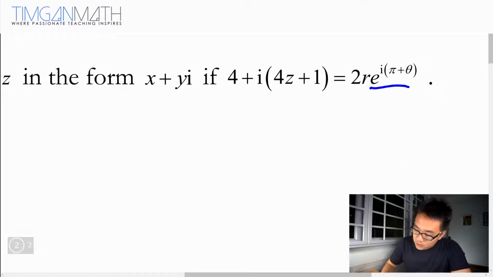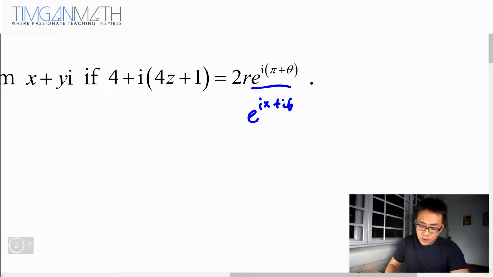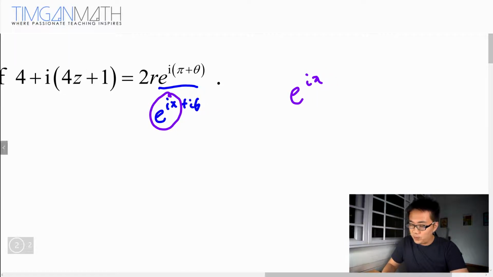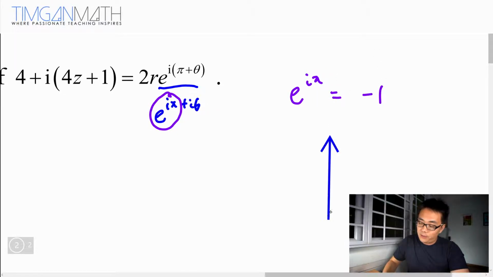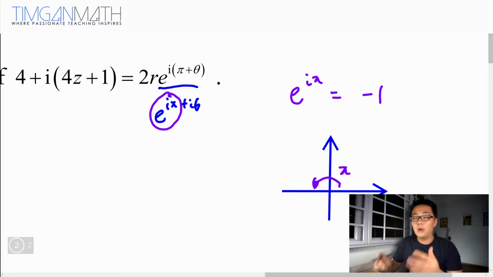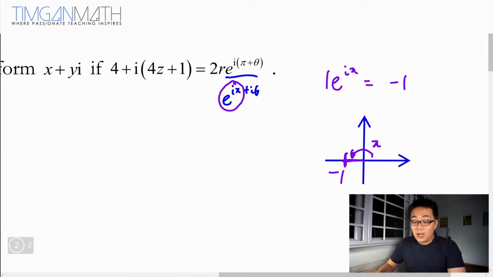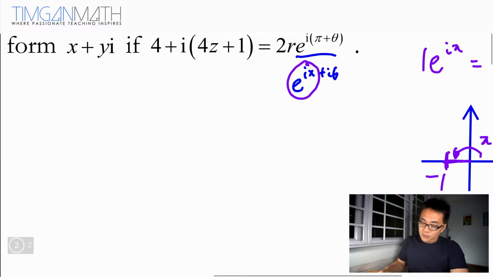I'm going to split this out. So basically this is e^(iπ) times e^(iθ). And you just need to make sure that you understand that e^(iπ) is a special identity. Basically this is -1, because on the Argand diagram, if you have a complex number with an argument of π and a length of 1, this registers as -1 on the Argand diagram. So e^(iπ) is actually just -1. So that's alright. I'm just going to copy this down.